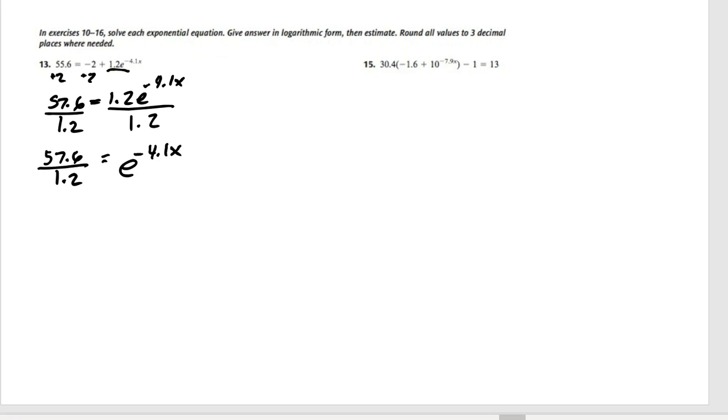Now, I'm going to rewrite this as a logarithm. So we know a log is another name for an exponent. So my base is e, because that's my base over here. My exponent is -4.1x. And then I'll put my 57.6 divided by 1.2 in here. Now we know log base e is another way to say natural log.